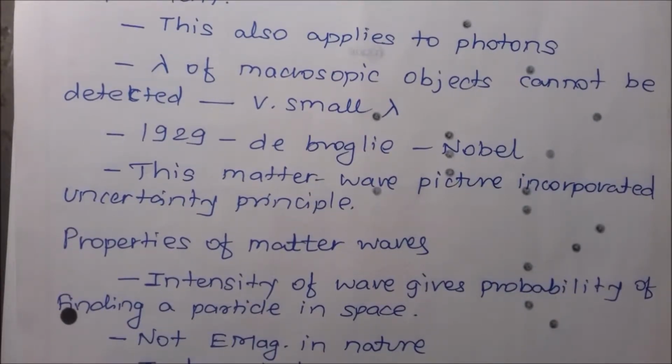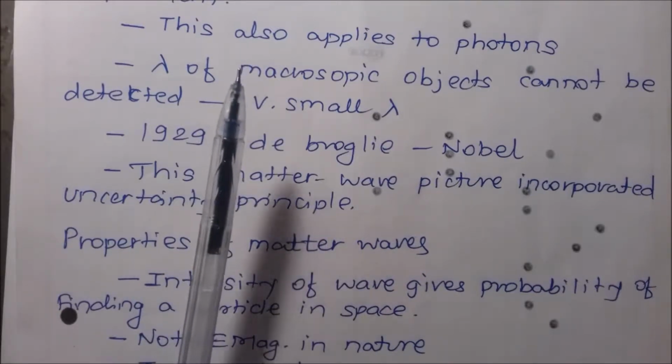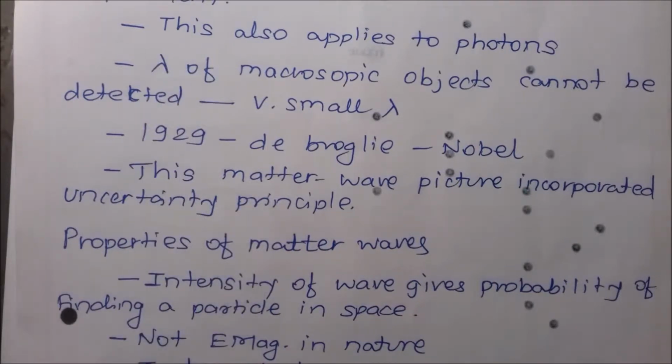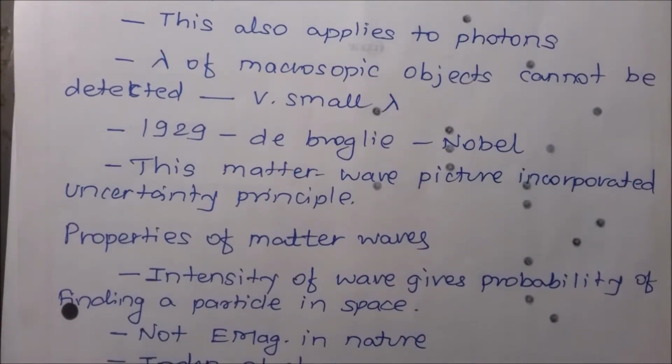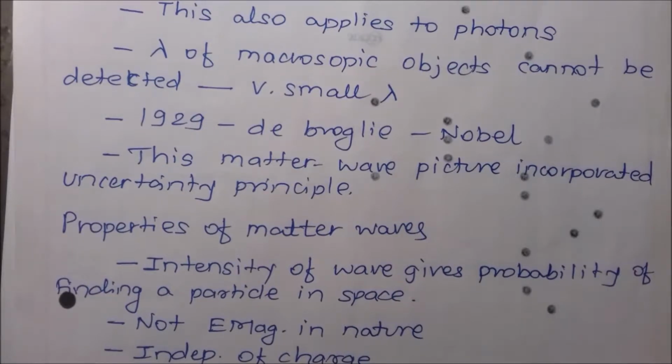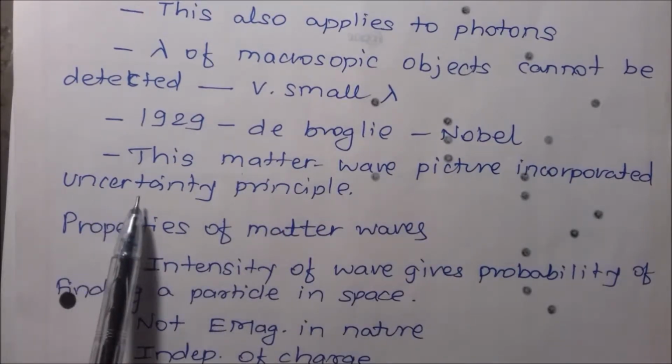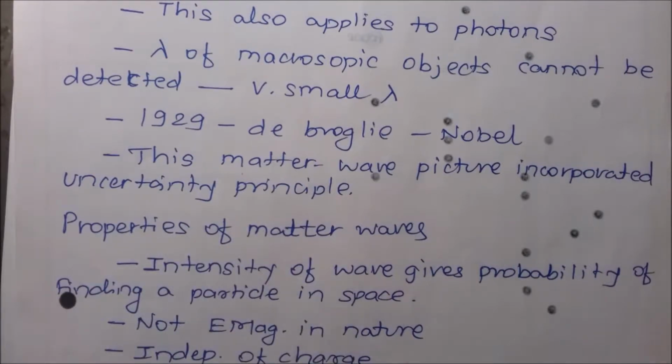Lambda of microscopic objects cannot be detected. If I throw this pen, then this pen also has wavelength, but this cannot be detected because it is very small. In 1929, de Broglie got Nobel for this. This matter wave picture incorporated the uncertainty principle. This also supports the uncertainty principle.